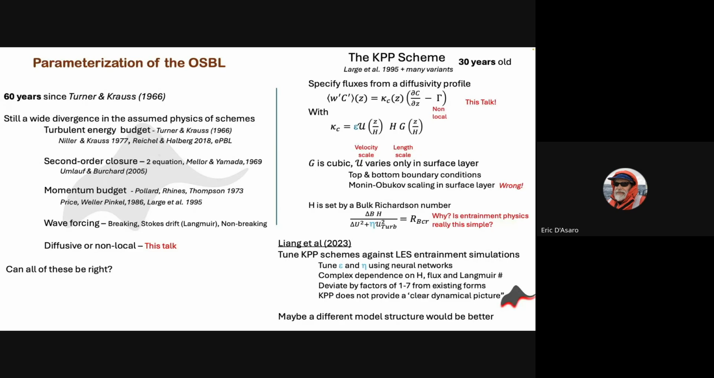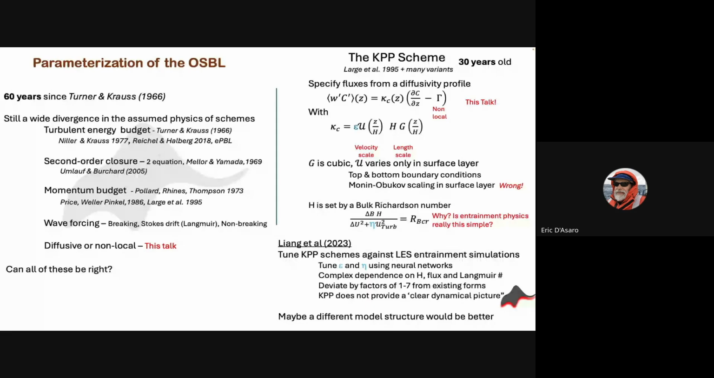Some people want to do a turbulent kinetic energy budget. Some people want to do second order closure. Some people want to do a momentum budget. Some people put waves in, other people don't. And this talks a lot about local and non-local assumptions. They can't all be right. There can't be all these different physics that are all right. And so somebody's an elephant. Somebody's just making up a model and fitting it, and you'll see it's going to evolve.